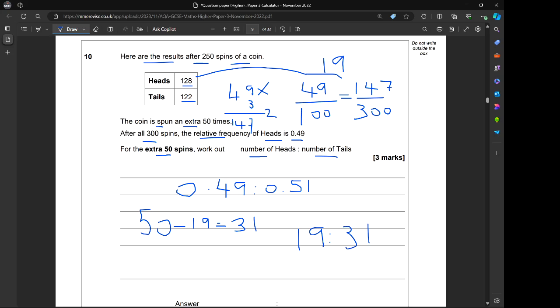Does that make sense, guys? Sorry if I waffled here. Remember, the question was asking for the extra 50. We're not looking at the total here. We're looking at the extra 50. So that is how I got my answer. Are we happy with that, guys? Let me know. Does it make sense?